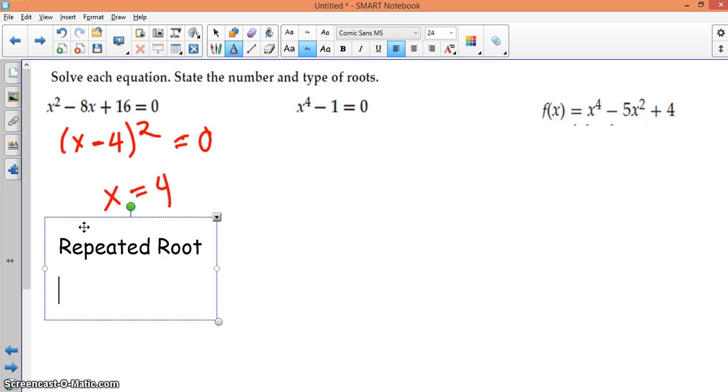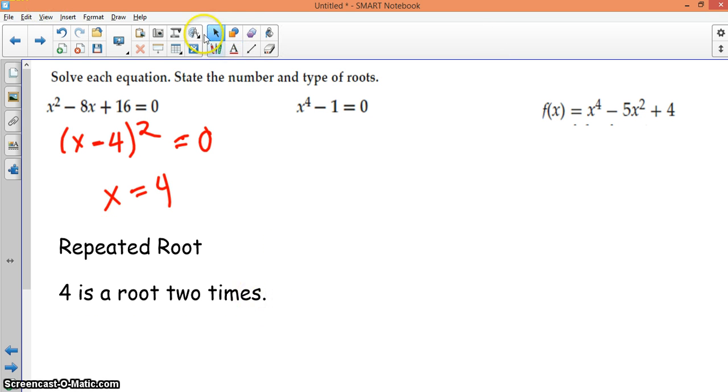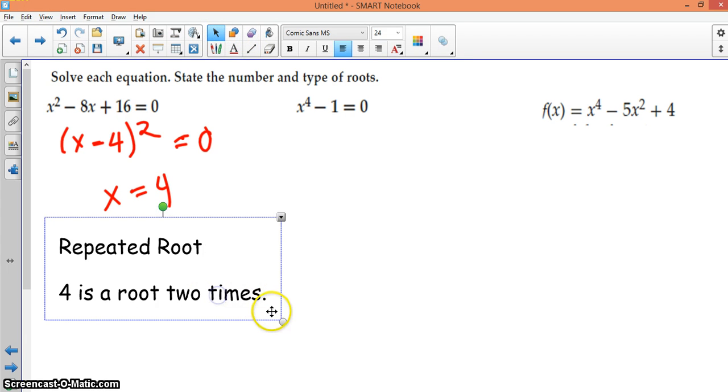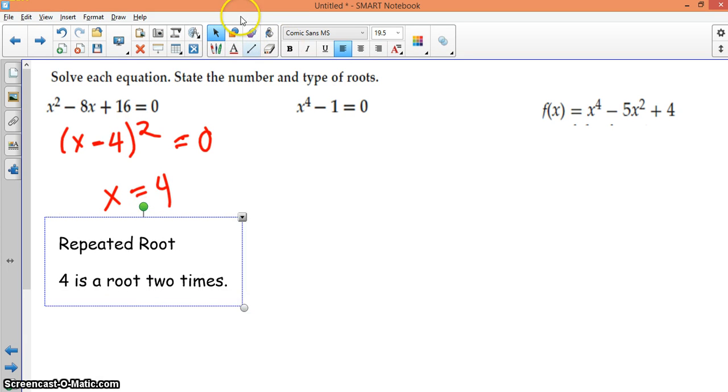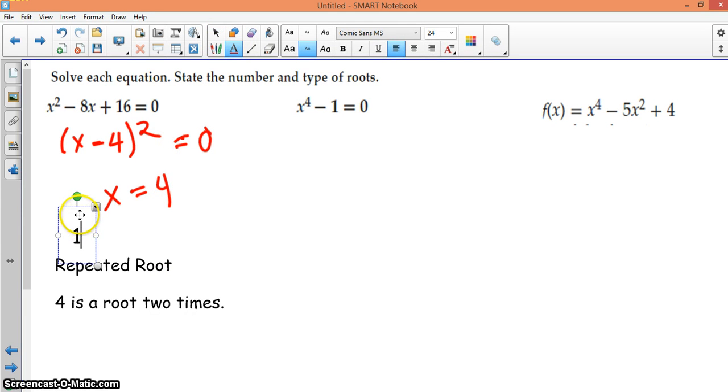Okay? Because of the x minus 4 squared. It's kind of like 4 is a root twice. Even though that kind of doesn't make sense to put it like that, that's the way to remember it. Okay? Alright, so there's one root, and it's one real root. So I can actually do the next one.